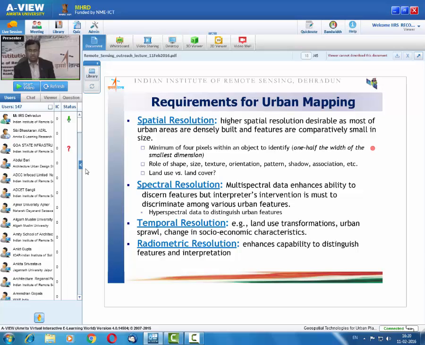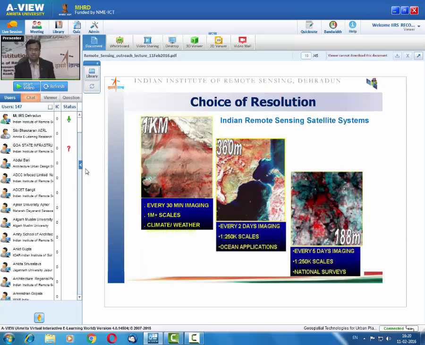Now the radiometric resolution is also very important, because the higher the radiometric resolution, the better the capability to distinguish between the features, and it aids the interpretation.